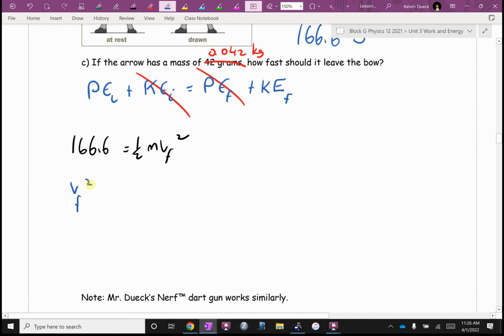Vf squared equals times by 2, divide by m, which was 0.042. Oh, that's Vf squared, so take the square root.